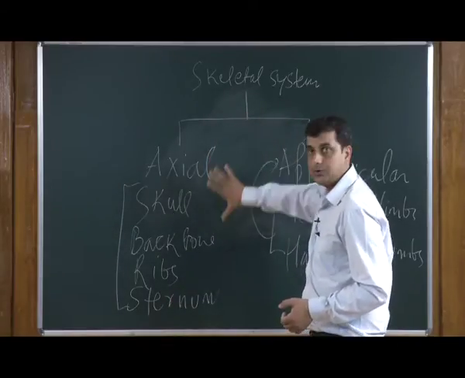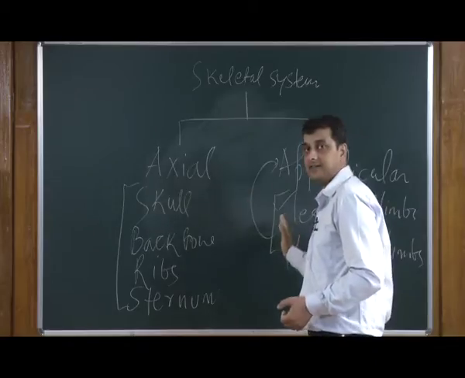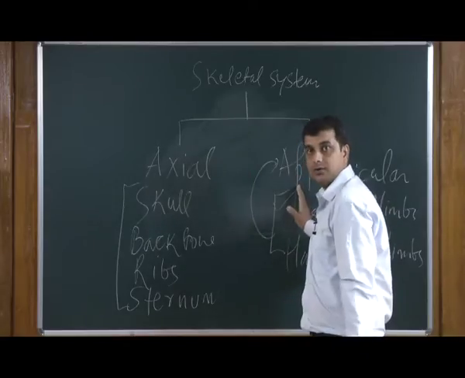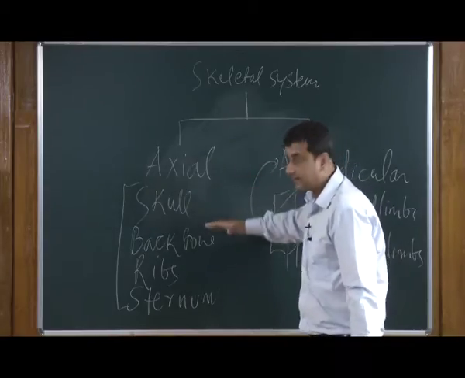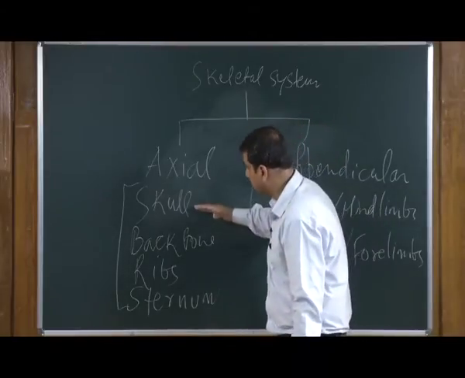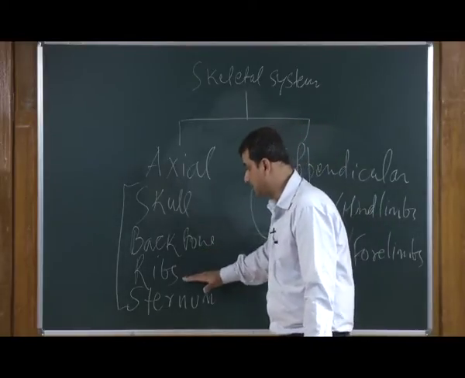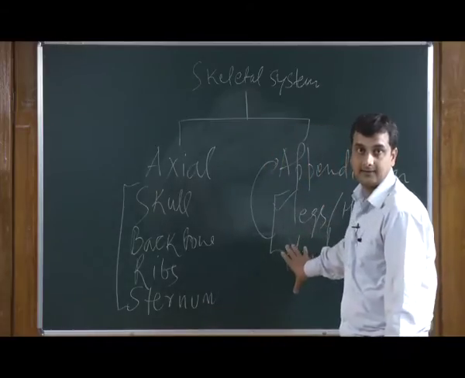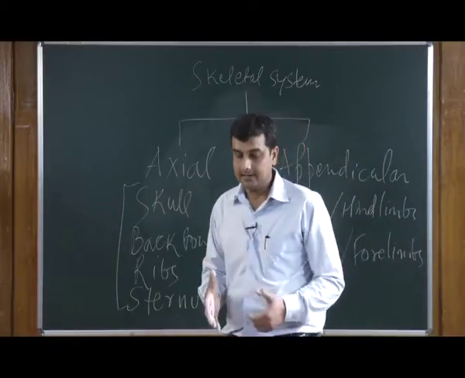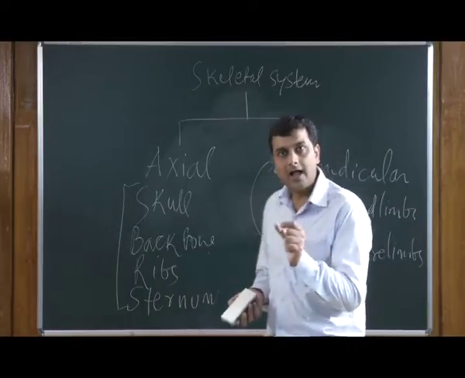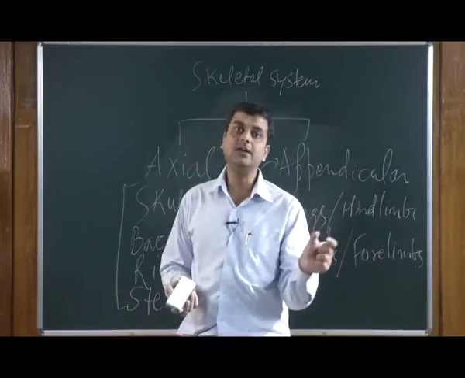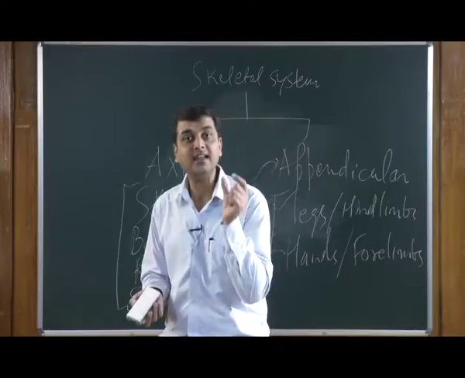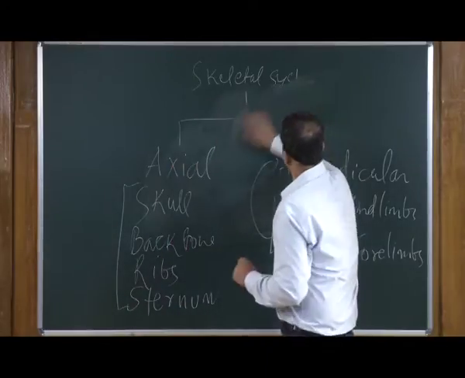So, we have 206 bones differentiated between the axial and appendicular skeleton systems, and these skeleton bones are either skull bone, backbone, ribs, sternum, and here we have legs and hands, the forelimb and hind limbs. So, let us see why these bones are unique and how they are different from cartilage. So, let us see the bone.